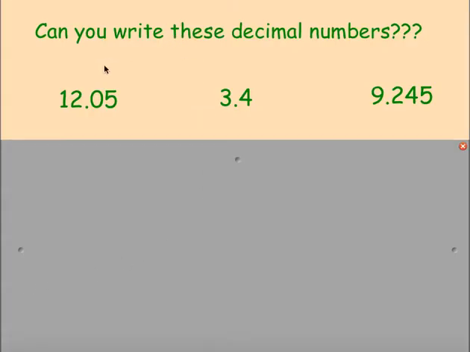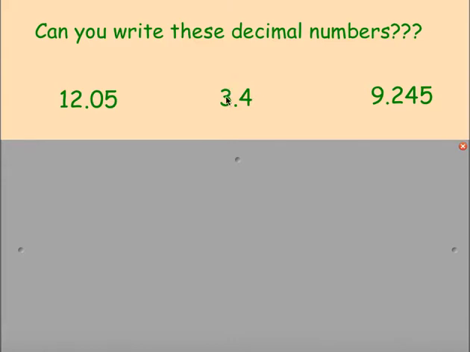So, can we write these decimal numbers? What I'm asking here is, what are their names? We can see we have 1 in the tens place, 2 in the ones place, a 0 in the tenths, and a 5 in the hundredths. So we would say this is 12 and 5 hundredths.